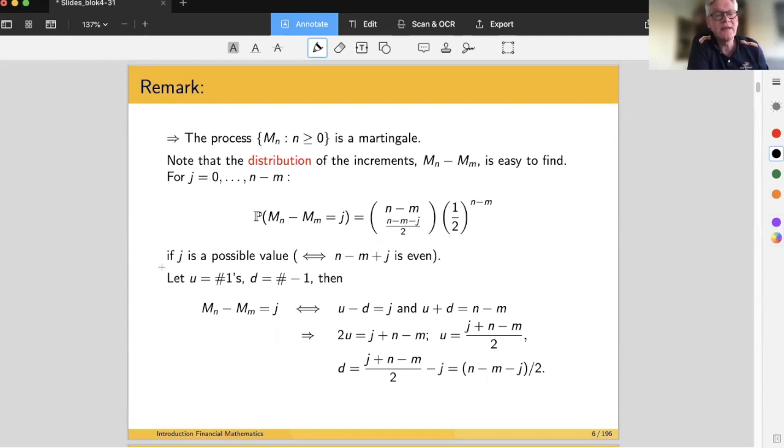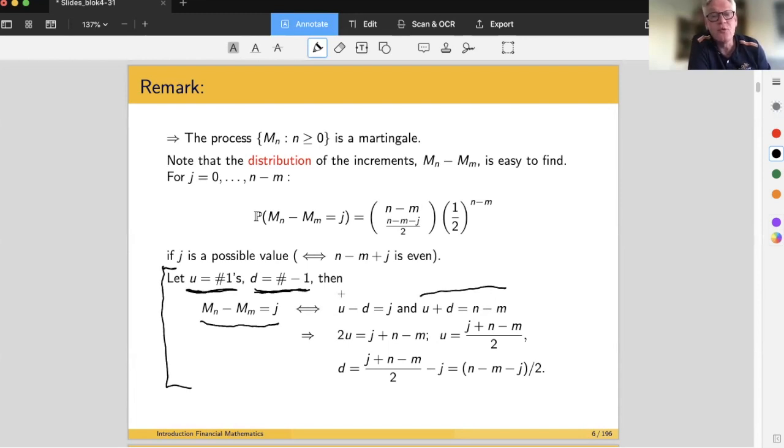Let's compute it. We know we are dealing with Bernoulli random variables, right? The distribution is discrete. Let u be the number of upward steps, the number of ones. And let d be the number of downward steps, the number of minus ones. Then Mn minus Mm equal to j tells us that the number of upward steps plus the number of downward steps, that is the number of total steps, u plus d, is equal to n minus m.